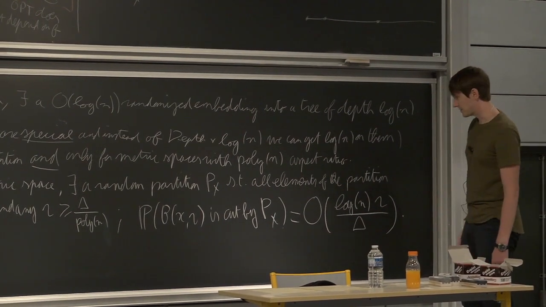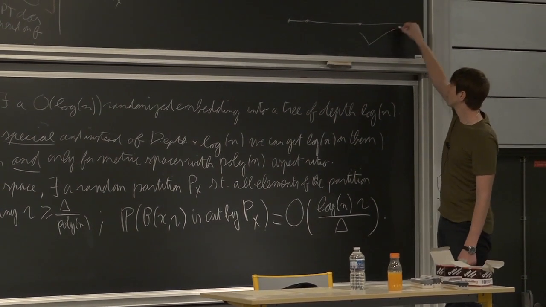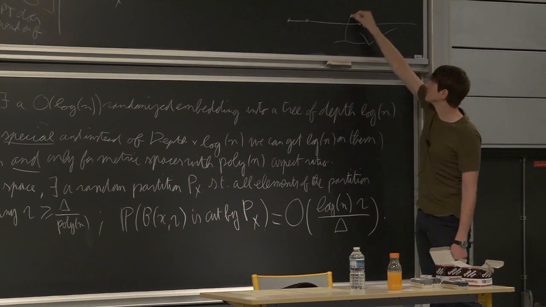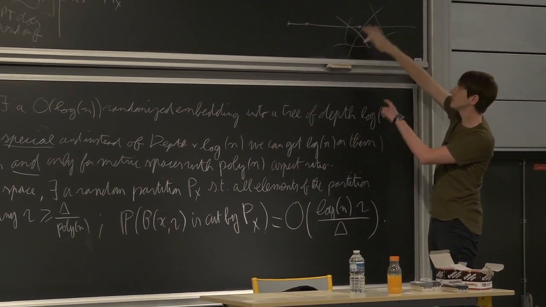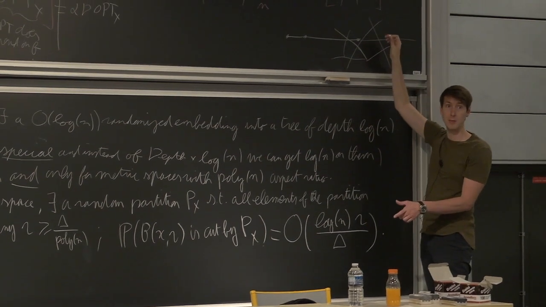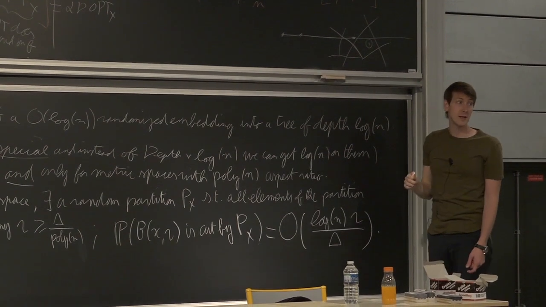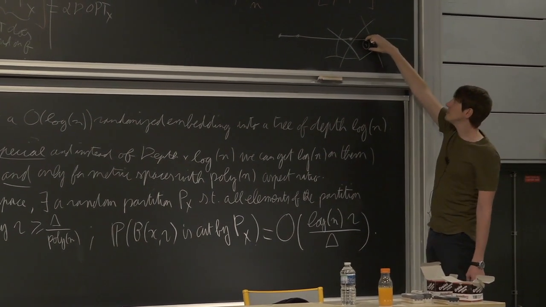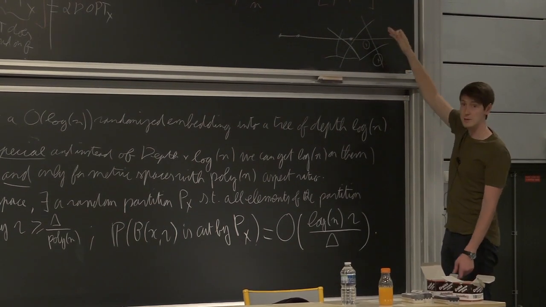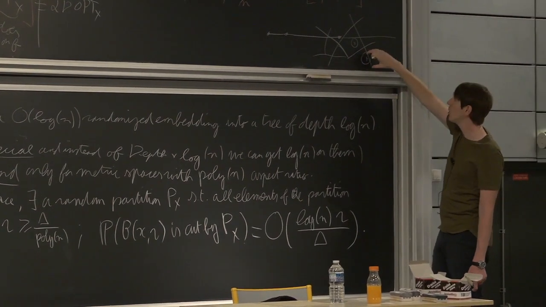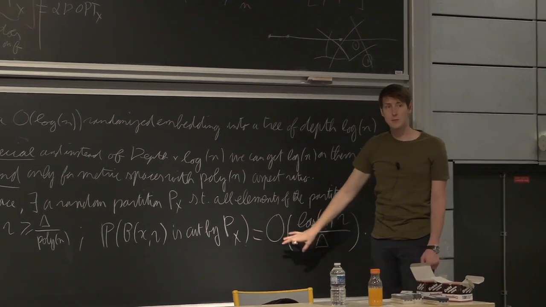Okay, so let's parse this. Again, I have a partition of my space. Maybe it's going to look something like this. So this is my space, and it's partitioned into elements like this. And I have some point x and a small ball around it. And I'm saying that the probability that this ball is cut, meaning it is not fully included in one of the elements of the partition, is small.